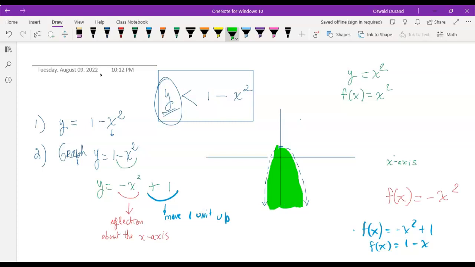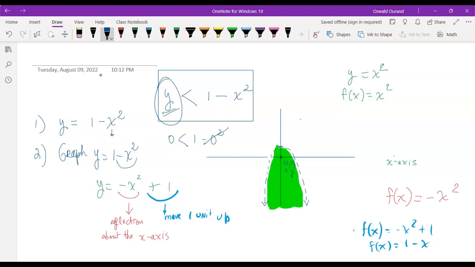And if you want, you can test it. Why not? I can use the point (0, 0). So if I test (0, 0), that means x equal to 0 and y equal to 0. So if I plug in, 0 is less than 1 minus 0 squared. Right? 0 squared is 0. So is 0 less than 1? Yeah. That's why we shaded that area.